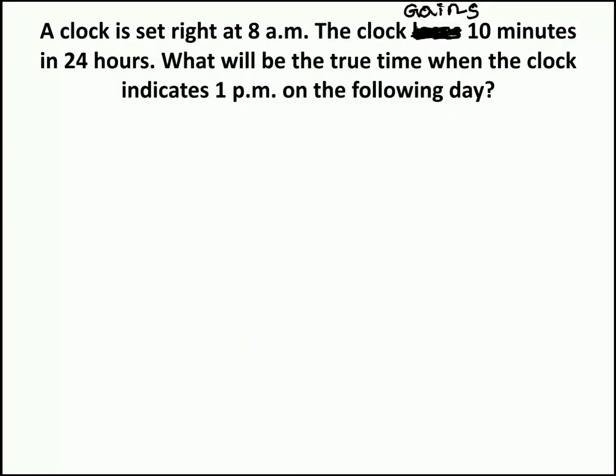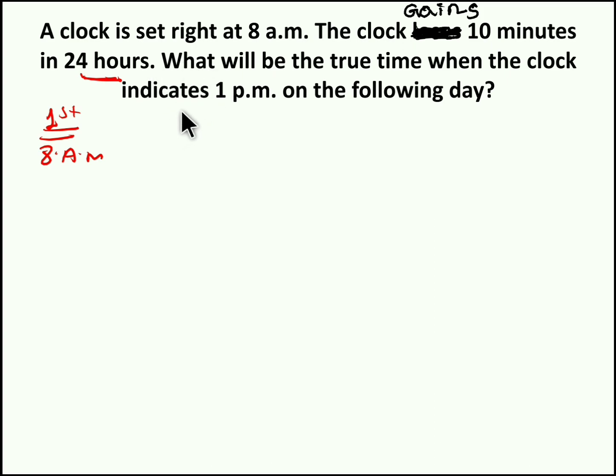A clock is set right at 8 am. The clock gains 10 minutes in 24 hours. What will be the true time when the clock indicates 1 PM on the following day? See, on the first day at 8 am, the clock is set right. But for every 24 hours, it gains 10 minutes extra. So instead of 24 hours, it displays 24 hours and 10 minutes.